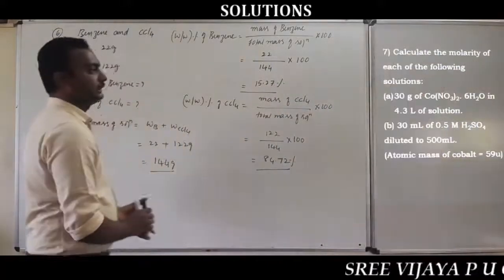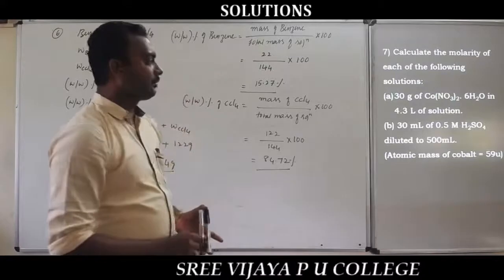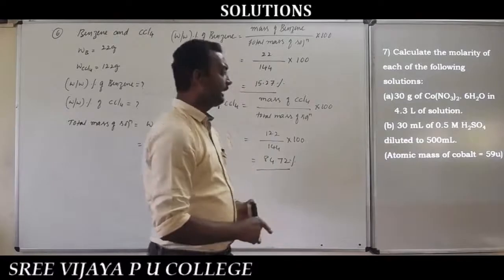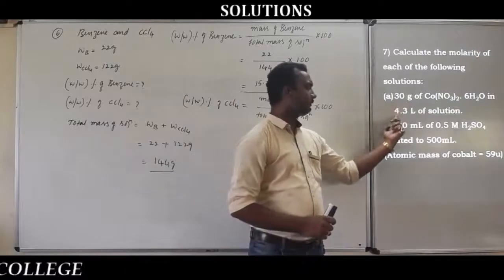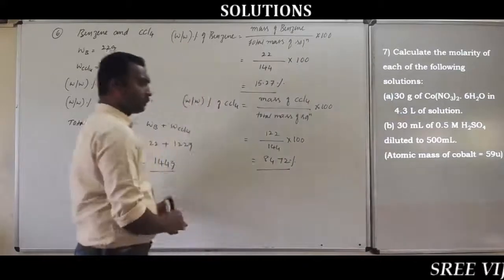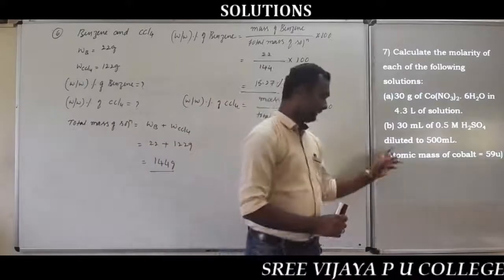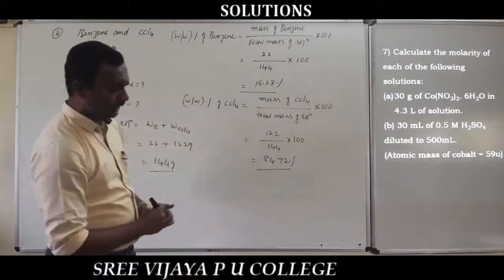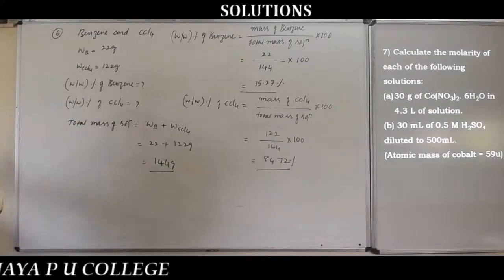The 7th one. Calculate the molarity of each of the following solutions. First, A: 30 gram of cobalt nitrate dot 6H2O, that is hexahydrate, in 4.3 liter of solution. And one more question, B: 30 ml of 0.5 molar H2SO4, sulfuric acid, diluted to 500 ml. What is the molarity? Here the hint is that the atomic mass of cobalt is 59 u, which is the atomic mass to be used.